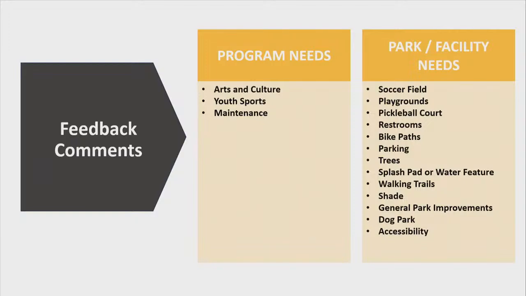Things that we heard from that feedback included program needs such as arts and culture, youth sports, and maintenance. The park facility needs we heard, very similar: soccer fields, playgrounds, pickleball courts, restrooms, bike paths, parking, trees, splash pad and water features, walking trails, shade, general park improvements, a dog park, as well as accessibility.